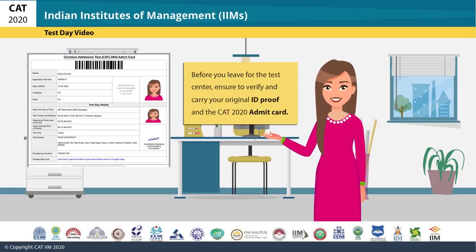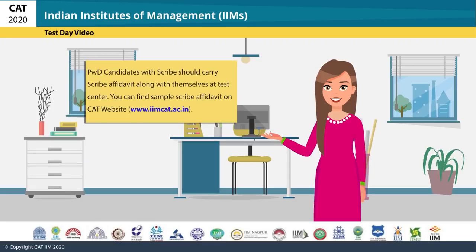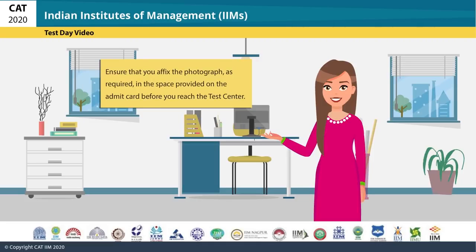Before you leave for the test center, ensure to verify and carry your original ID proof and the CAT 2020 admit card. PWD candidates with scribe should carry the scribe affidavit along with themselves to the test center. You can find a sample scribe affidavit on the CAT website www.iimcat.ac.in. Ensure that you affix the photograph, as required, in the space provided on the admit card before you reach the test center.